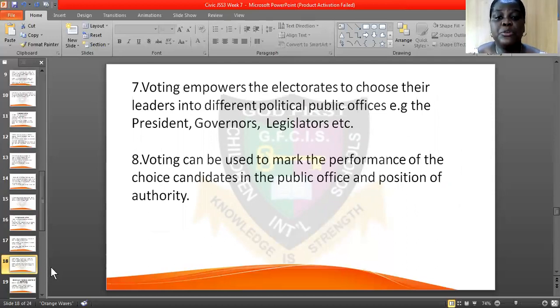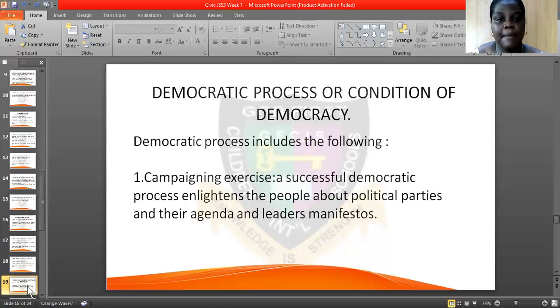Voting as well can be used to mark the performance of the chosen candidates. Because if you did not deliver in the first instance, you will not be voted in the second instance. And if you have not been giving good representation, even if you are coming in for the first time, people will not vote you in. So you can use it as a yardstick to mark performance.